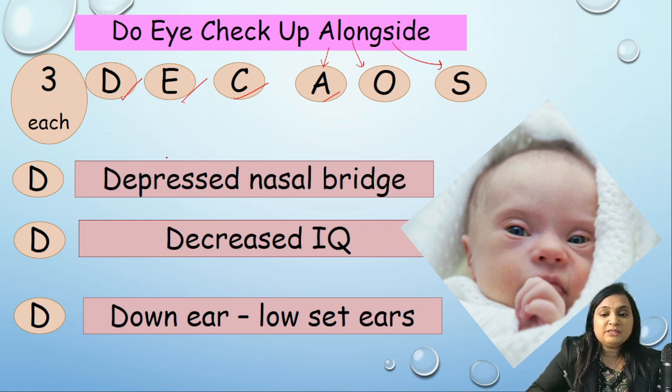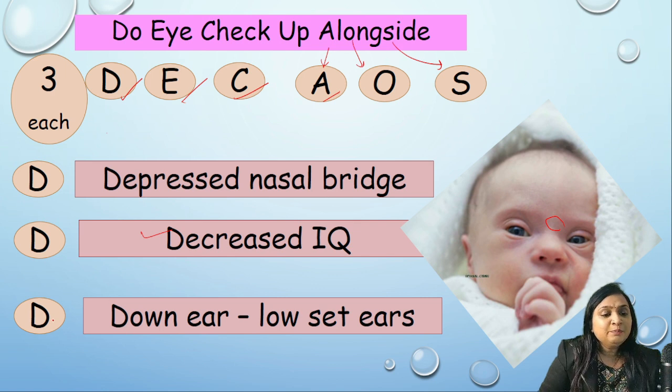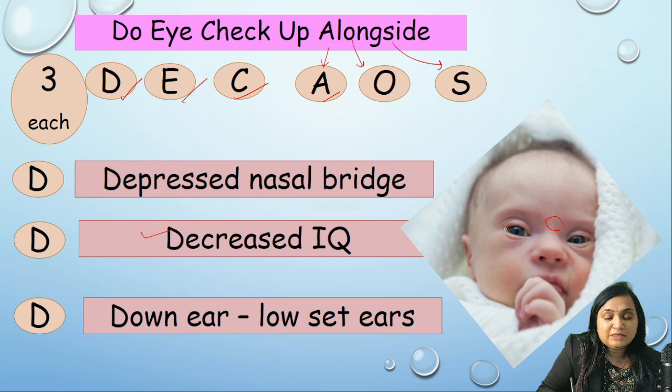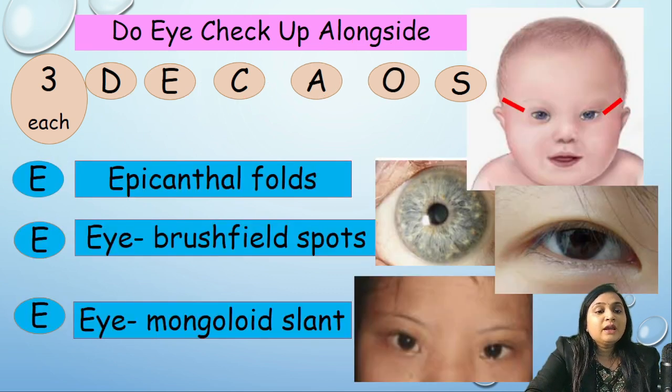D stands for depressed nasal bridge. You can see here the nasal bridge is depressed. Decreased IQ, that is intellectual disability. Down ear means there will be low set ears. Low set ear is when a line is drawn from the inner canthus of the eye, the ear should stay above the line, but here it is below the line, so it is called low set ear or down ear.